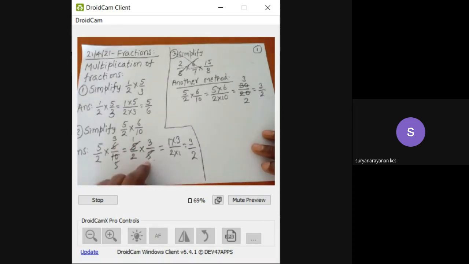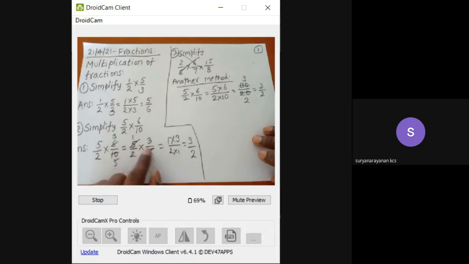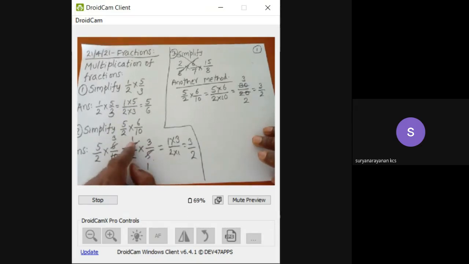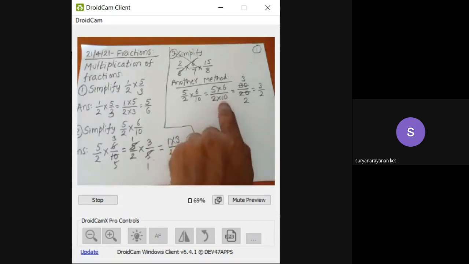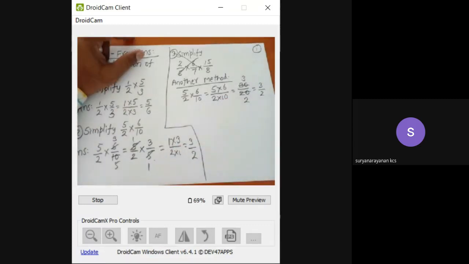Again here we can take this numerator and this denominator. We can choose any numerator of any fraction, and any denominator of any fraction, for cancellation. So here also the HCF of 5 and 5 is 5. So we divide this numerator by 5 and this denominator by 5. 5 ones are 5, 5 ones are 5. So finally, the numbers left are 1 into 3 by 2 into 1, that is 3 by 2. This is another method. We can follow any method. Okay, my children.